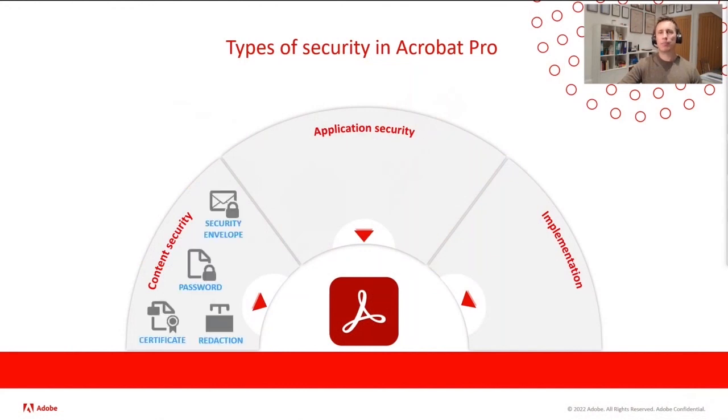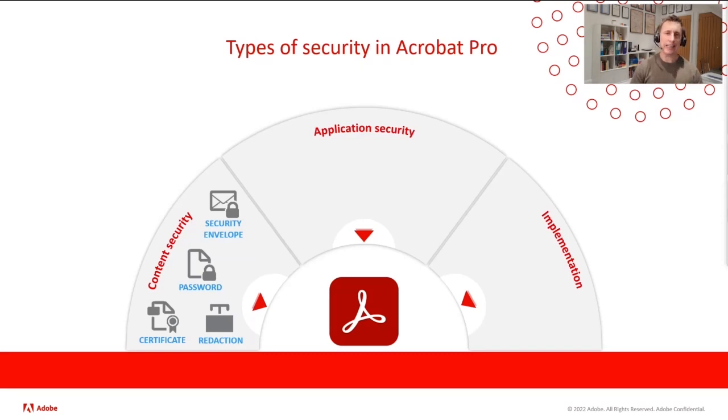In Adobe Acrobat Pro, we have three types of security. We have content security, we have application security, and we have the implementation security. Under the umbrella of the content security, obviously, we have the password protection, but also we have the certificate protection, certificate that can be used to encrypt document. We have the redaction tool, because this is also security tool, and we have the concept of the security envelope.